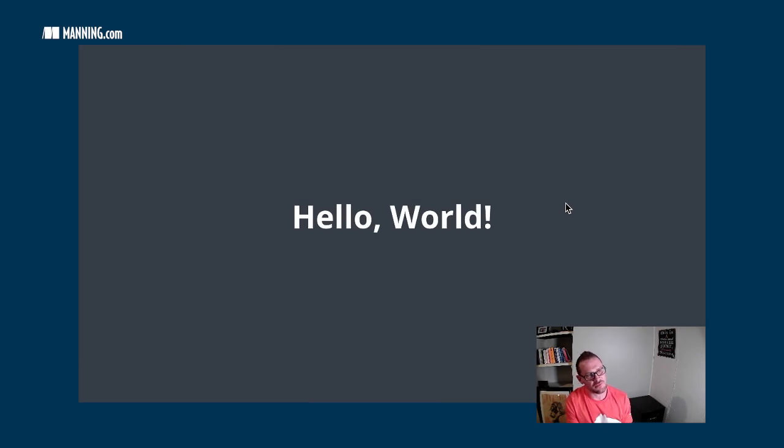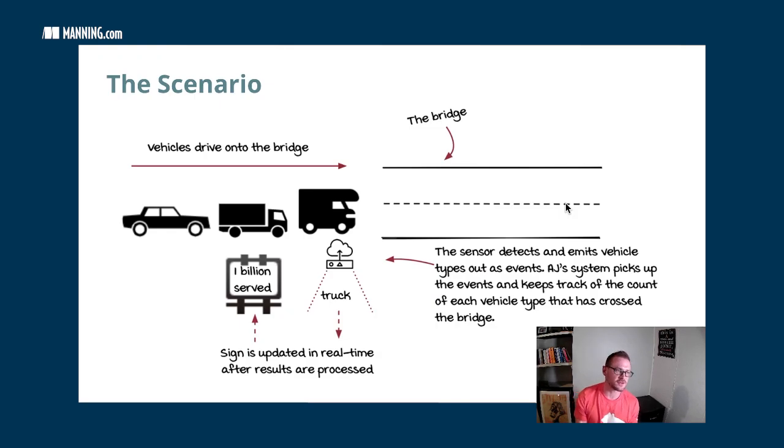I have a scenario that I put together in Grokking Streaming Systems over the past few years that we want to talk about, our hello world situation for streaming, right? So the scenario is that we have a bridge and we have vehicles driving onto the bridge, and we have a sensor that's going to count and emit the type of vehicle going over the bridge.